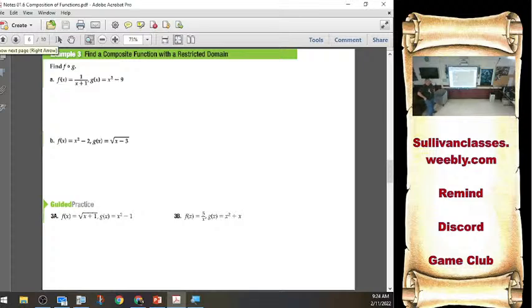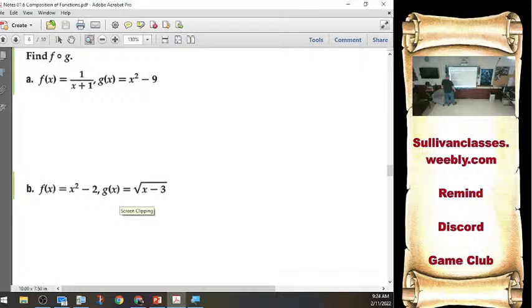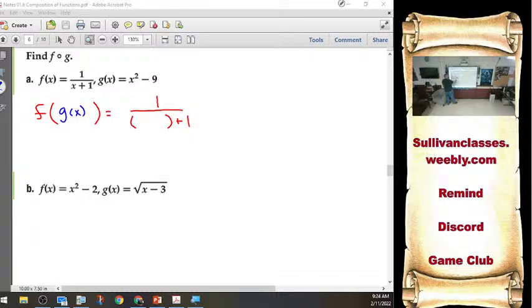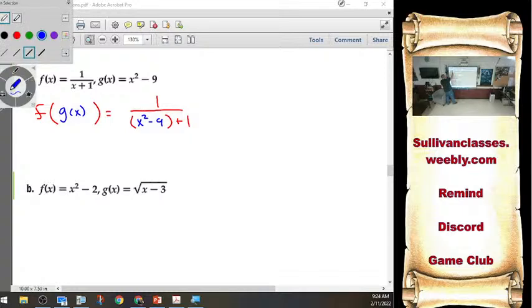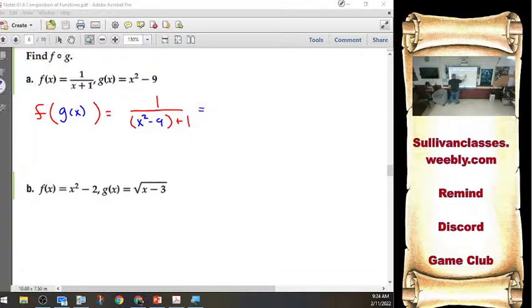All right. These ones have the restricted domain. This is where we have to look out. Find f of g. So we'll just start with this guy. The purpose of f is to have 1 divided by a thing plus 1. That thing is going to be g of x, which is x squared minus 9. I simplify.